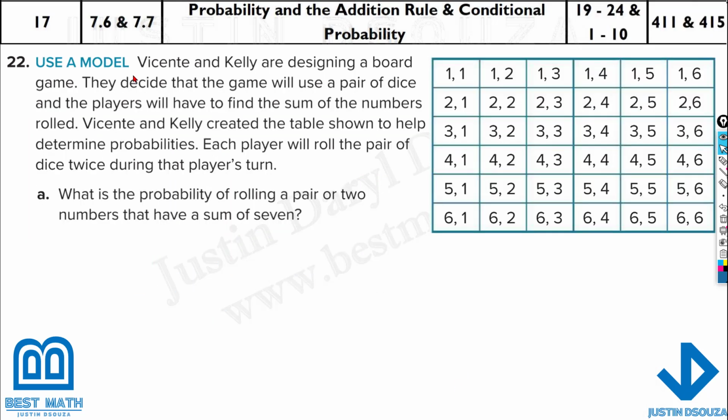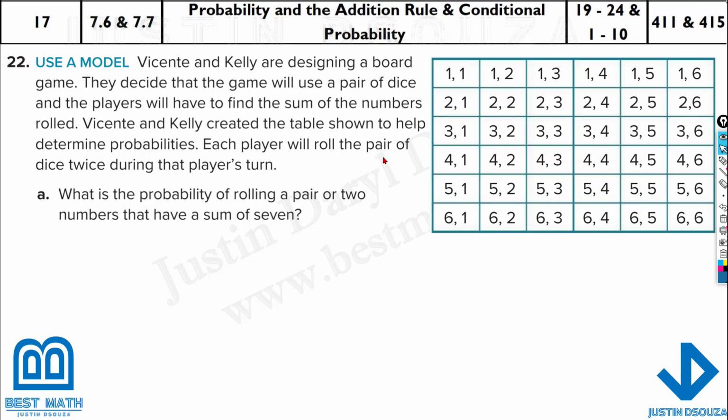So here we go. Let's look at this problem. Use a model. Vicente and Kelly are designing a board game. They decide that the game will use a pair of dice, and the players will have to find the sum of the numbers rolled. Vincent and Kelly created the table to help. Basically, over here there are two dice. A die will have six numbers, right? 1 to 6. So when you throw two dice, you can get either 1, 1, 1, 2, 1, 3, and all these possibilities. There are a total of 36 possibilities.